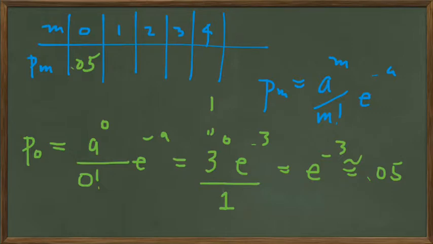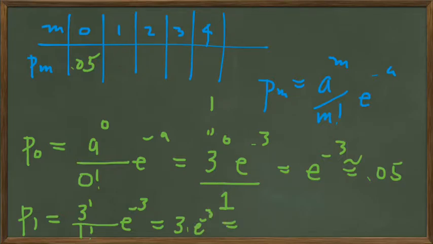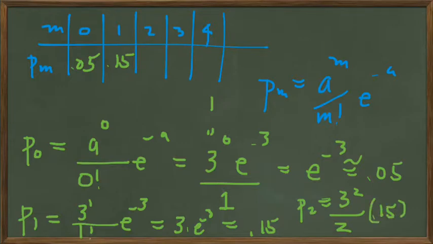P sub 1 is going to be 3 to the first over 1 factorial, e to the minus 3. And so that is just 3 times e to the minus 3, which is 0.15. P of 2 is going to be 3 squared over 2 factorial times e to the minus 3. So that's 9 halves times e to the minus 3, and it's easy to see that that's 0.22.